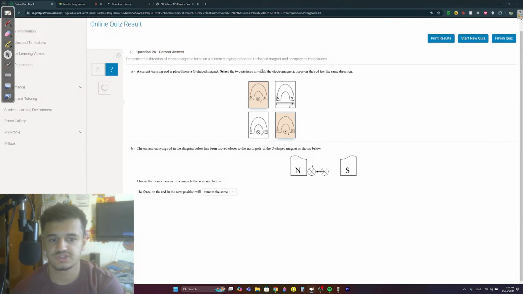Select the two pictures in which the electromagnetic force on the rod has the same direction. Oh, okay. So basically here they want you to figure out which ones have the same direction. So you need to figure out the direction for each one. So I'm gonna start with the first one. You have north and south. Okay. I have north and south, right?